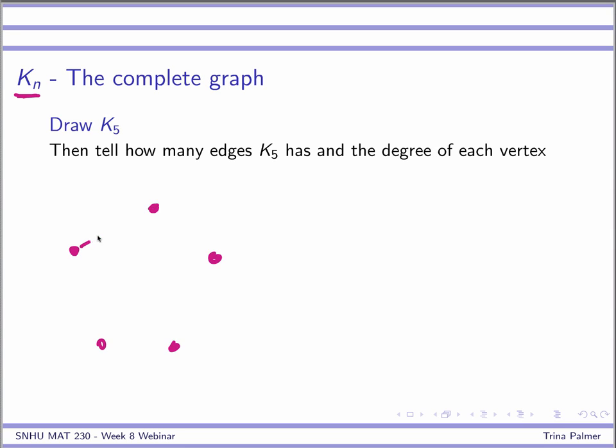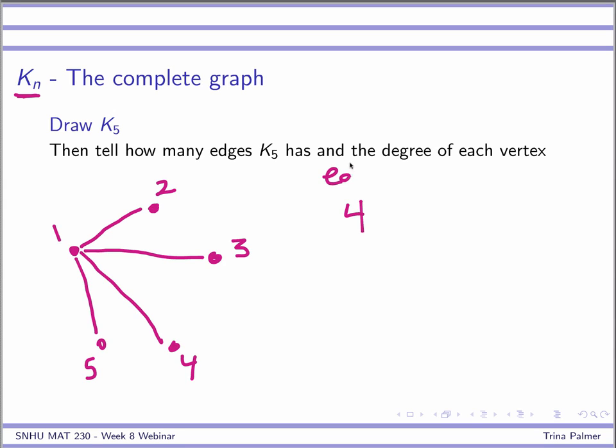So I'm going to start just drawing out all the edges. I'm going to start with vertex 1 and connect it to all other possible ones. So from vertex 1, I drew 4 edges. Then I'm going to go to vertex 2. I don't have to draw 1 to 2 because it's already there. I can draw 2 to 3, 4, and 5.